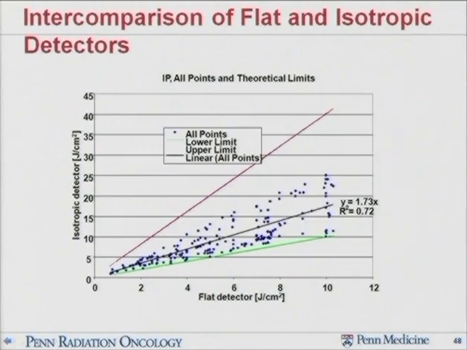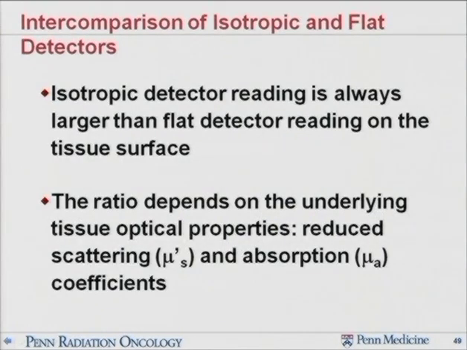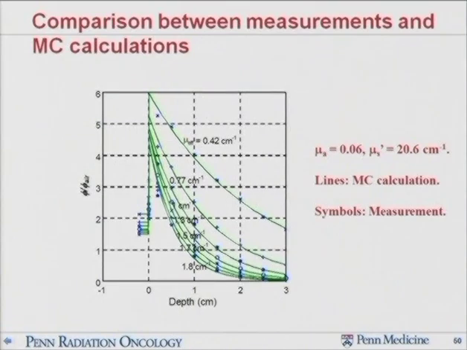And then you can see this ratio is varied in between 2 lines. This is the ratio between isotropic detector reading versus the flat detector reading. And the bottom line is 1:1, which is when the light fluence rate equals the irradiance. The top line is 1:5, so we're not exceeding this 1:5 limit. And we actually get an average of 1.73, and that's the conversion we use in the end. So the summary from this study is isotropic detector reading is always larger than the flat detector readings on the tissue surface, and that ratio is dependent on the tissue optic properties, absorption and scattering properties.